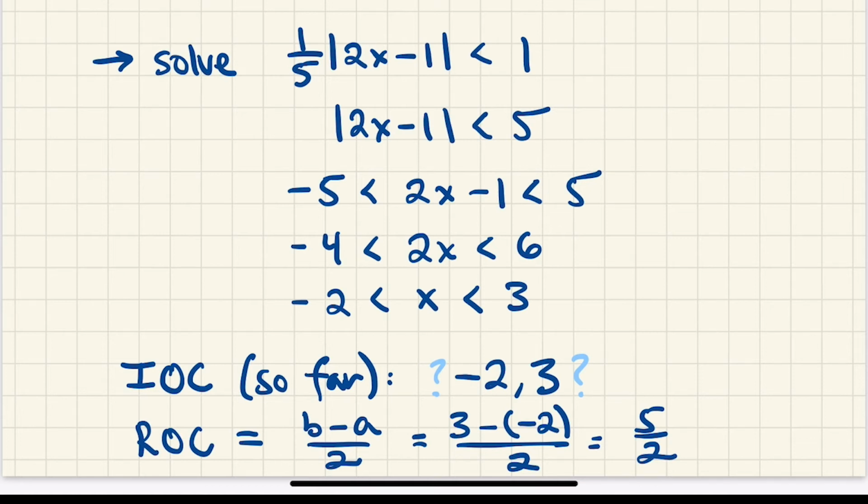Very good. So the last thing, of course, we need to do is set x equal to each of these endpoints, -2 and 3, and check the original series for convergence at those values.